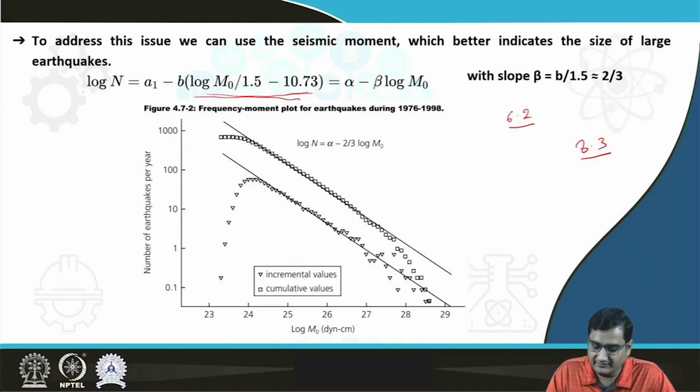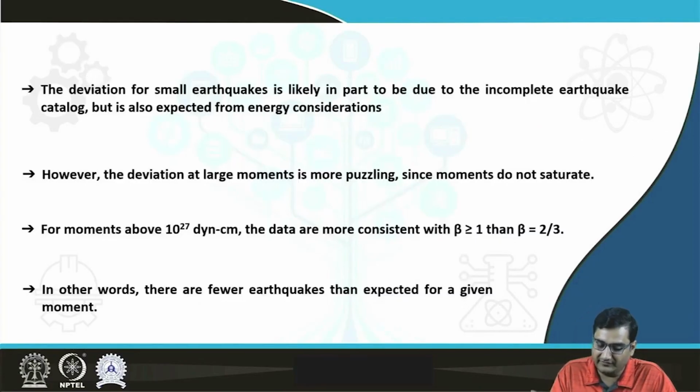And when we again fit our data according to this relation, you will see the higher magnitude earthquakes are still not fitting in the way that we were expecting. It is still deviating. So that is kind of puzzling. So that is what is written.